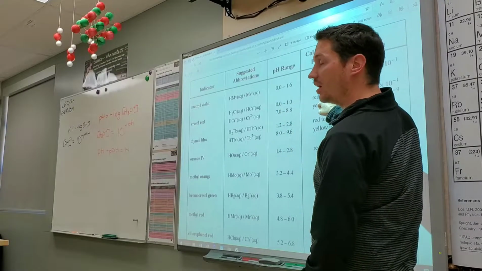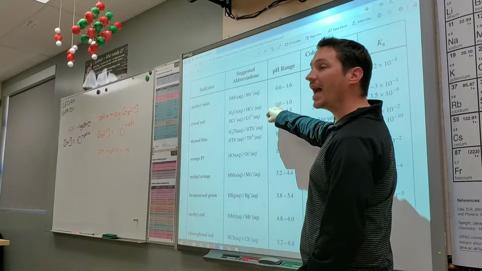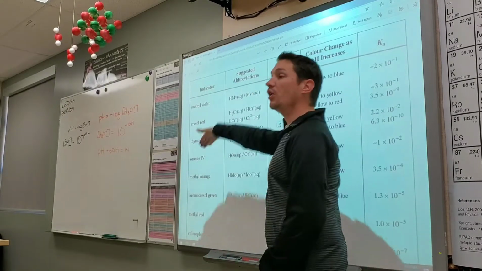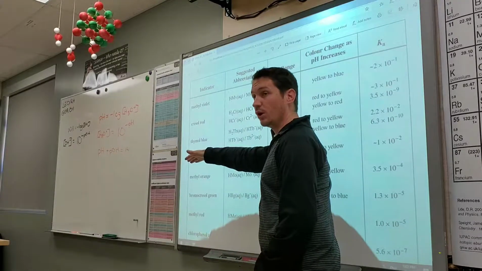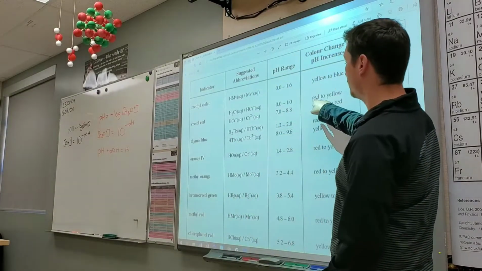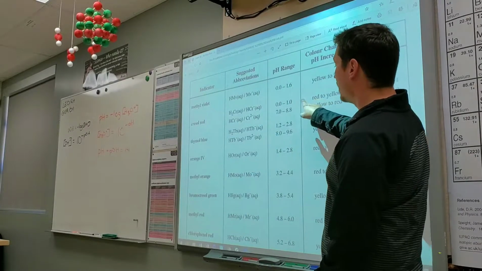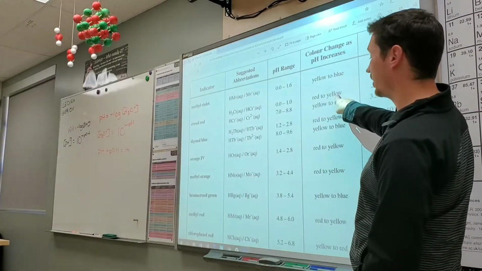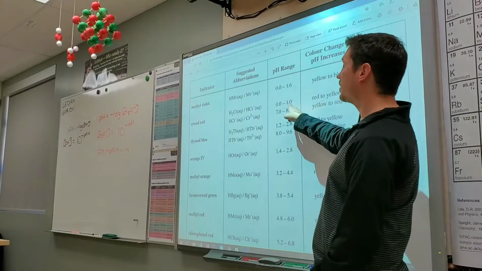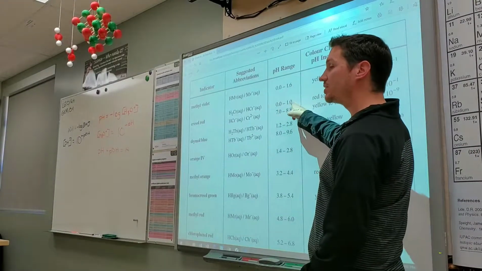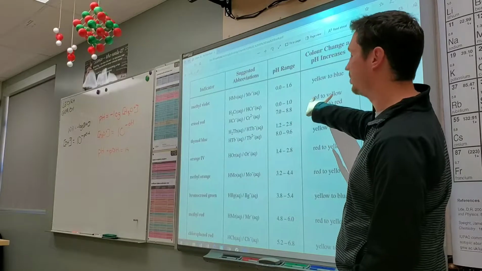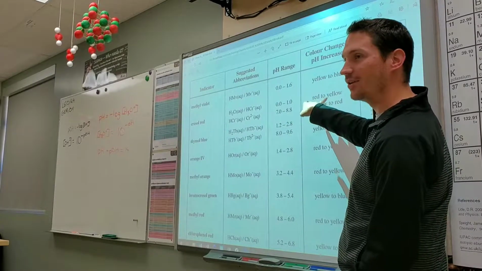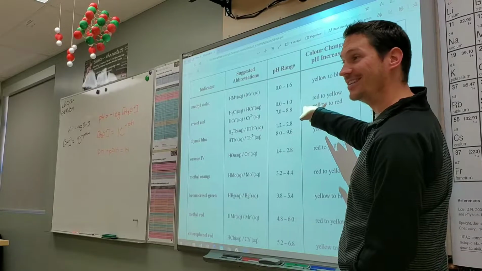Red to yellow. So what that means is if we're at a pH of 0 or below, right? Because you can go below pH 0, what color will it be? Red. If we're at a pH of 1 or above, what color will it be? Yellow. And if we're smack dab in between these two things, what color would it be? Red and yellow, otherwise known as orange.